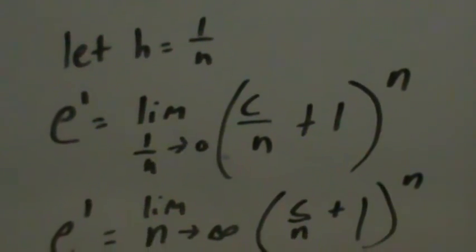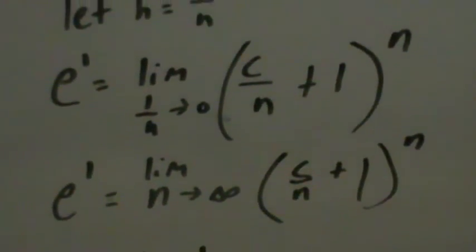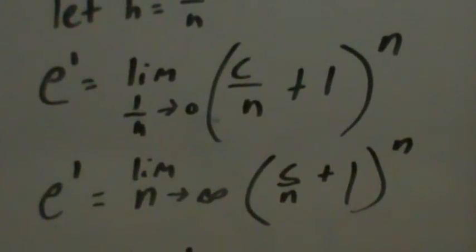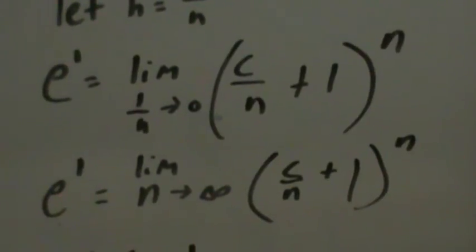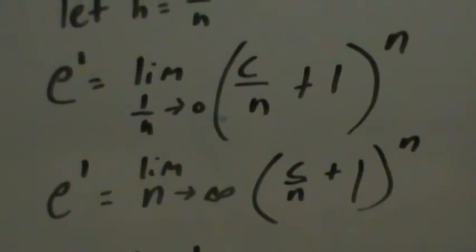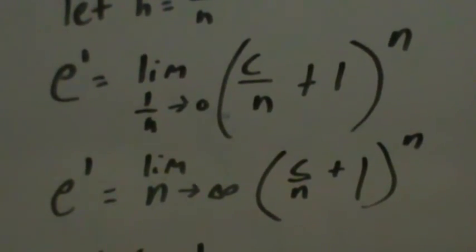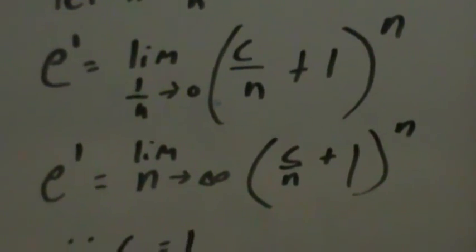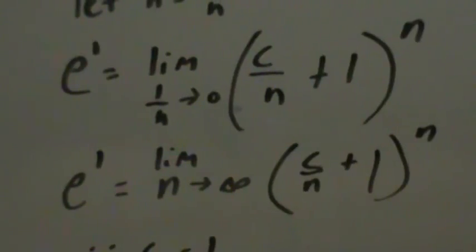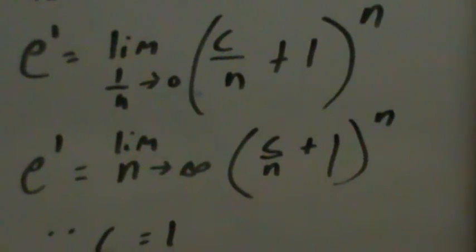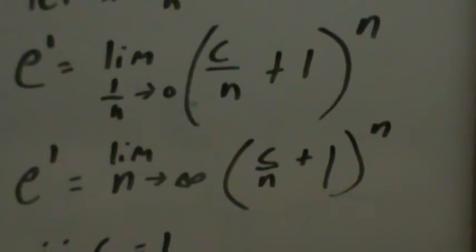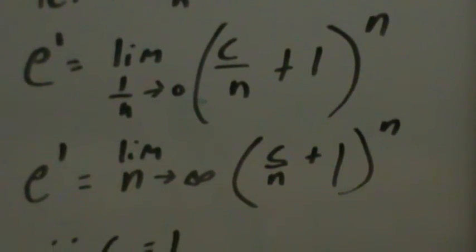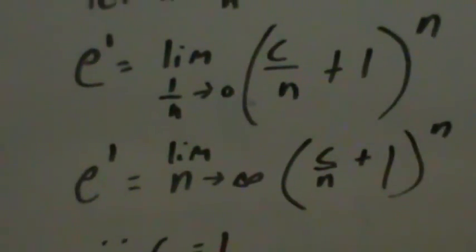So, and now you have to think here. When is 1 over n going to approach 0? Well, it's going to happen when n gets really big, or n equals infinity. So by writing 1 over n goes to 0, that's the same as n going to infinity. So you have e to the first equals the limit as n approaches infinity of (c over n plus 1) to the n. And if you remember, this is the limit definition of what e equals.